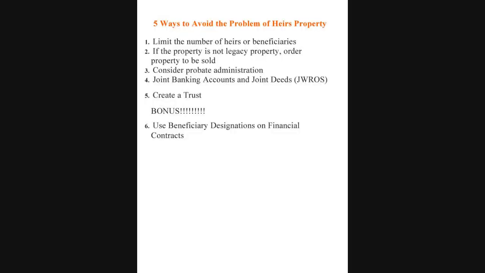We got one more thing. This is just my bonus. I'm not saying this is an exhaustive list. There are other ways, but these are some ways to consider. So my bonus way is to use beneficiary designations on all your financial contracts. People have life insurance contracts and policies, other financial accounts, retirement benefits, you name it. You can designate who shall receive those proceeds and funds upon death by signing beneficiary designations on all of those accounts. And that escapes probate.